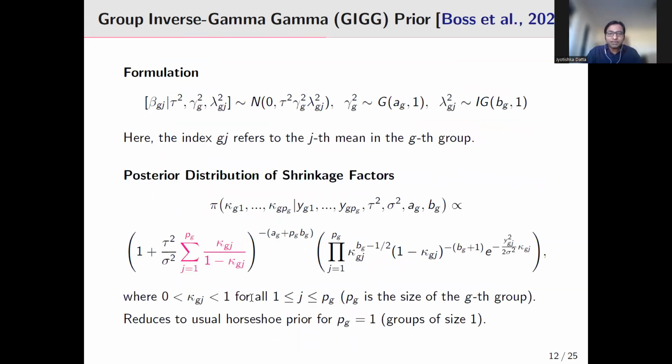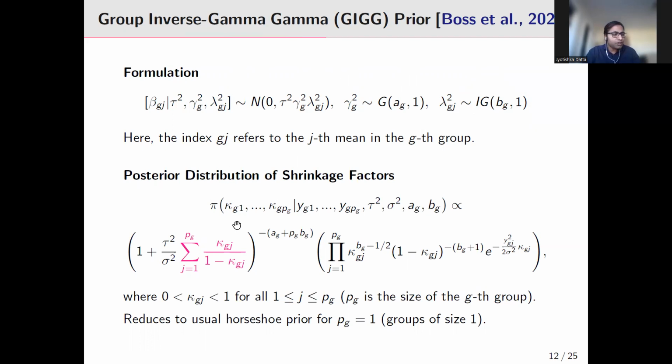So that leads us to this GIG prior, where we put the normal scale mixture. So you have still normal with mean 0. These are the scale parameters. Tau square is the global scale parameter. Lambda_gg is the local parameter. Gamma_g is the group-specific local parameter. And then we put a gamma prior with A_G and an inverse gamma prior with parameter B_G on these two parameters, so that if you look at the product of these things, it will behave like a beta prime.